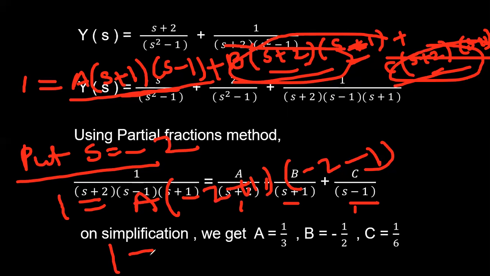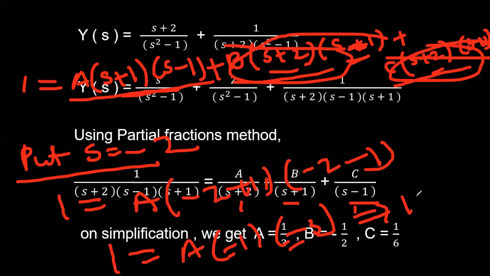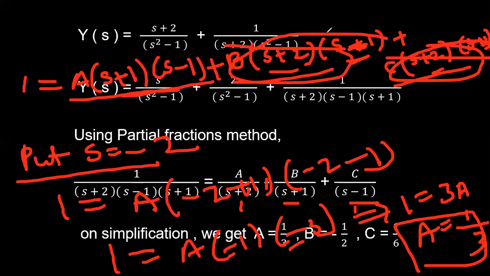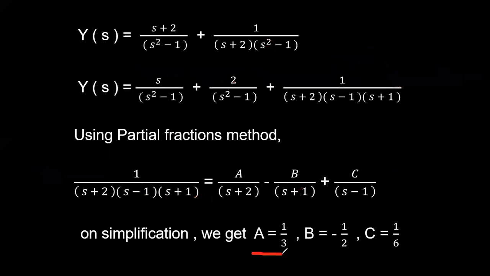So from this, 1 is equal to A into minus 1 minus 3. Minus into minus is a plus. 1 into 3 is nothing but 3, 3 into A is nothing but 3A. Finally 1 is equal to 3A, and from this you got A is equal to 1 by 3. That is, we got A is equal to 1 by 3.